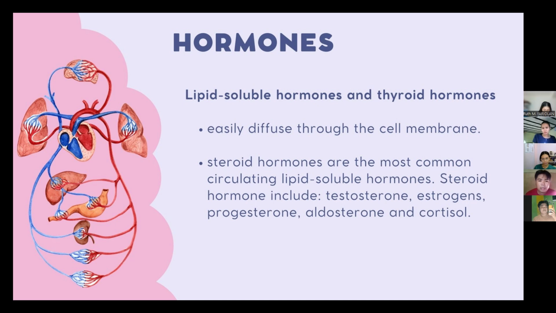Lipid-soluble hormones are non-polar and include steroid hormones, thyroid hormones, and fatty acid derivative hormones. Lipid-soluble hormones easily diffuse through the cell membrane. Because of their small size and low solubility in aqueous fluids, lipid-soluble hormones travel in the bloodstream attached to binding proteins that transport the hormones. Steroid hormones are the most common circulating lipid-soluble hormones. Steroid hormones include testosterone, estrogen, progesterone, aldosterone, and cortisol. The breakdown products are then excreted in the urine or the bile.